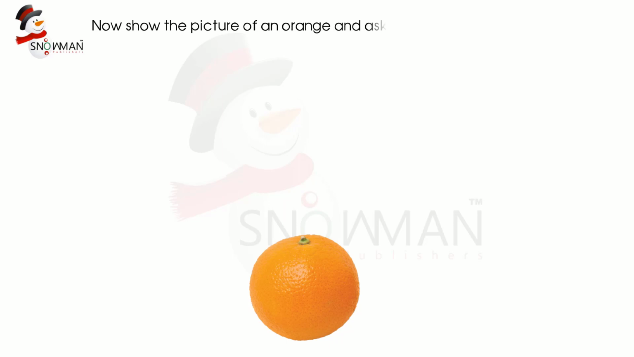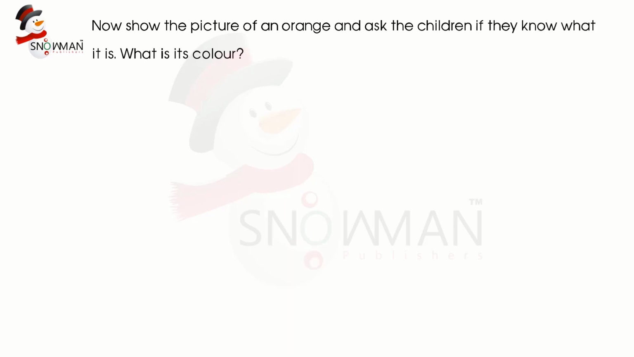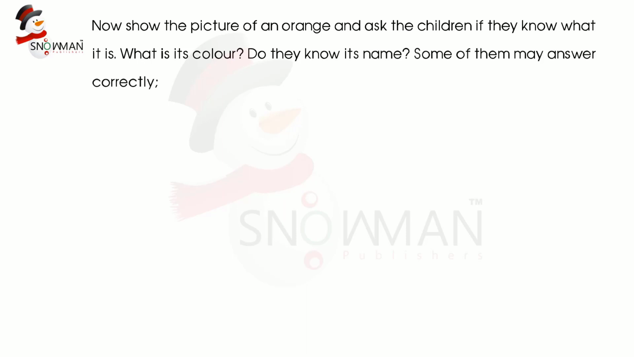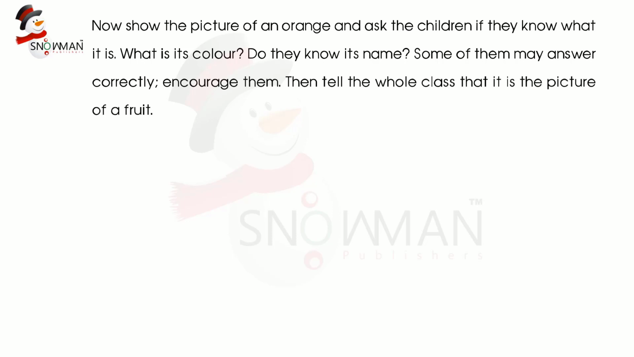Now, show the picture of an orange and ask the children if they know what it is. What is its color? Do they know its name? Some of them may answer correctly. Encourage them. Then tell the whole class that it is the picture of a fruit. Its color is orange and its name is orange.